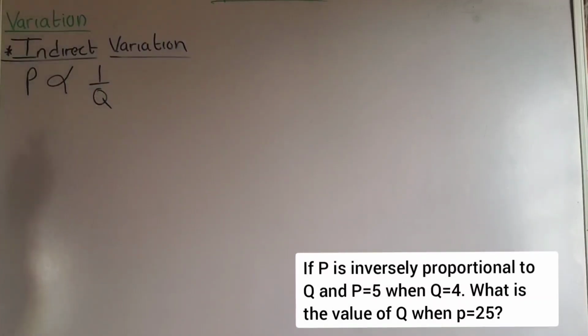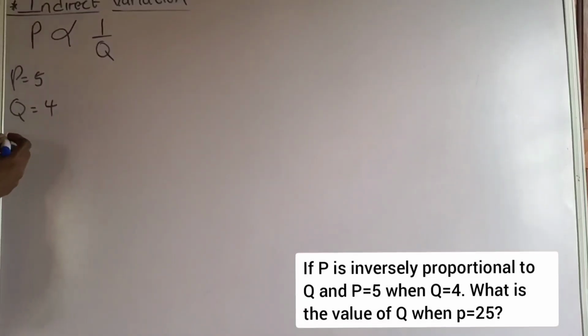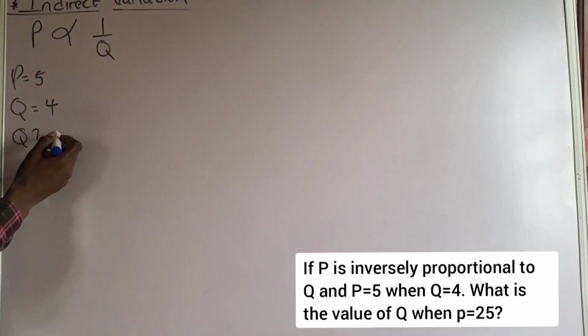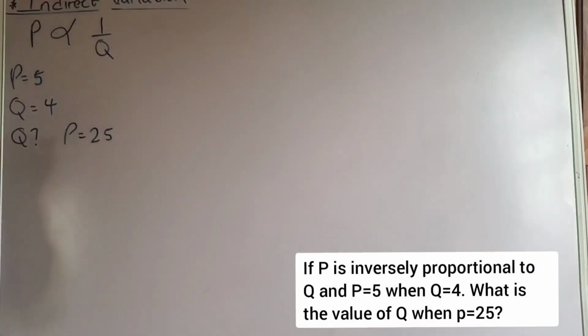P equals 5 and Q equals 4. We are asked to find the value of Q. Find Q when P equals 25. Okay, now how do we solve this question?